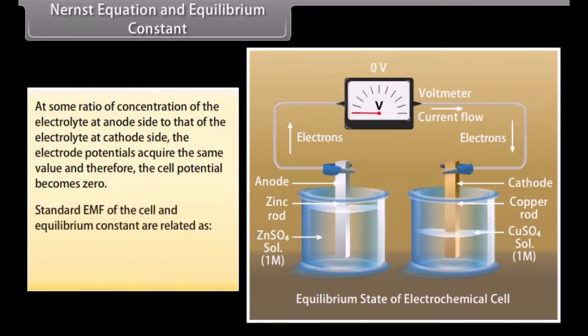By knowing standard EMF of the cell, equilibrium constant for the cell reaction can be calculated as E0 cell is equal to 0.059 upon n log Kc.